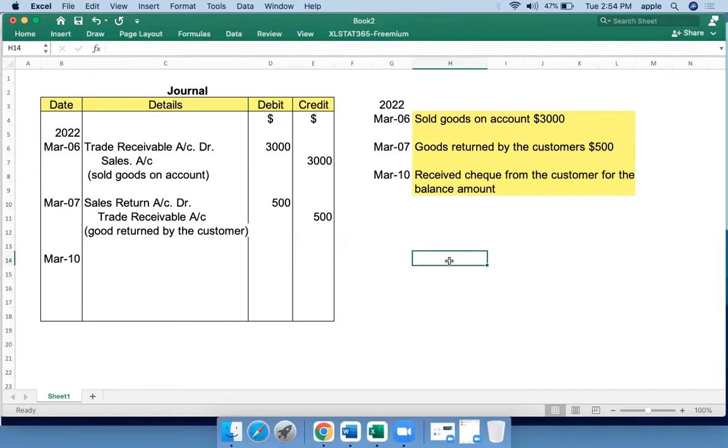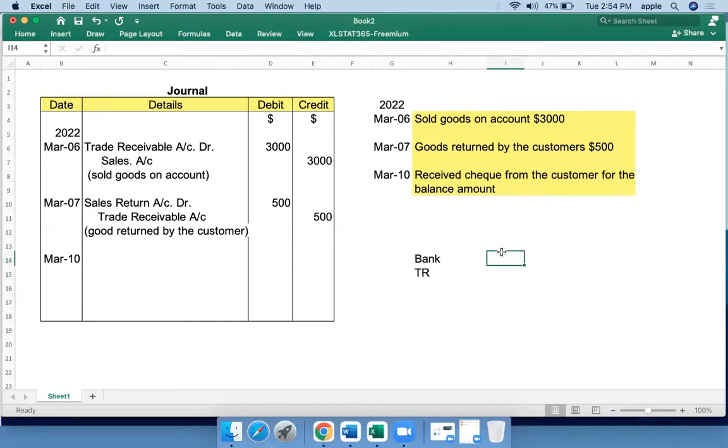Bank and trade receivable. Decide their category and tell me which will be debited and which will be credited. Okay, so bank is an asset, and trade receivable is revenue. In this case, both are increasing, so bank is going to be debit and trade receivable is going to be credit.